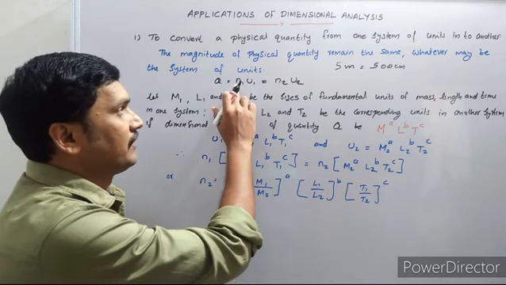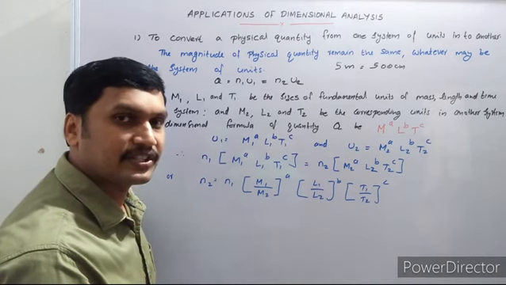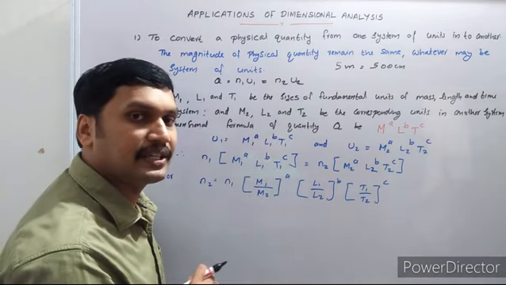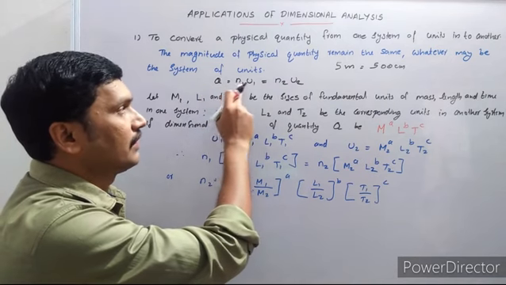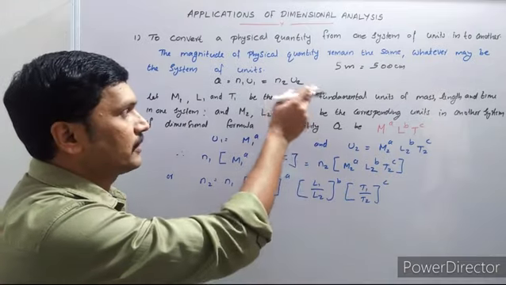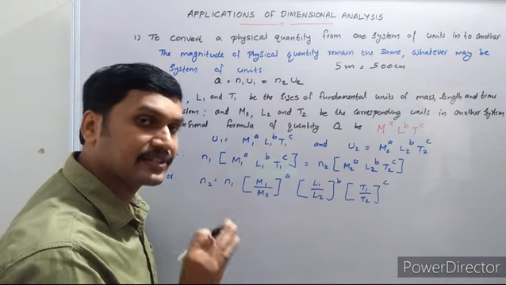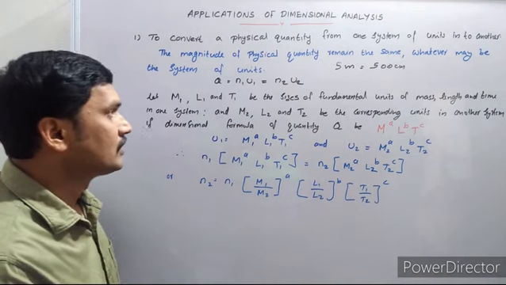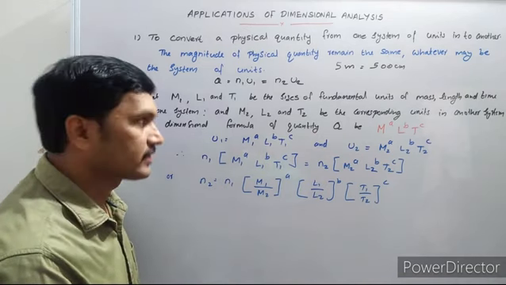If N1 and U1 are the number and unit in one system, and N2, U2 are the number and unit in another system, we can write the quantity Q is equal to N1 U1, which is equal to N2 U2. It means there are different systems of units, but the magnitude of the physical quantity remains the same whatever system you use for the measurement. So let us see how to convert one system of units into another.